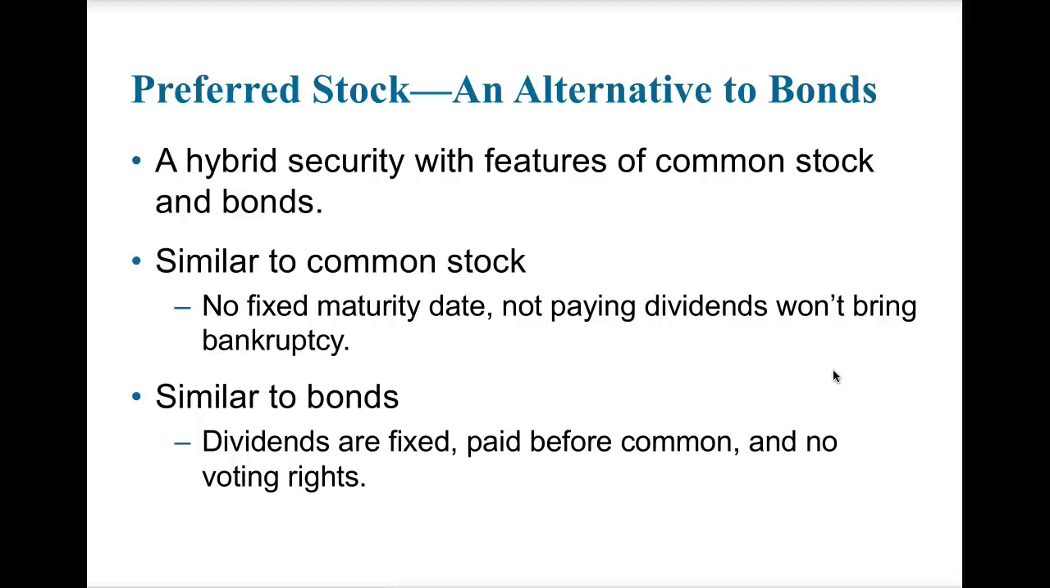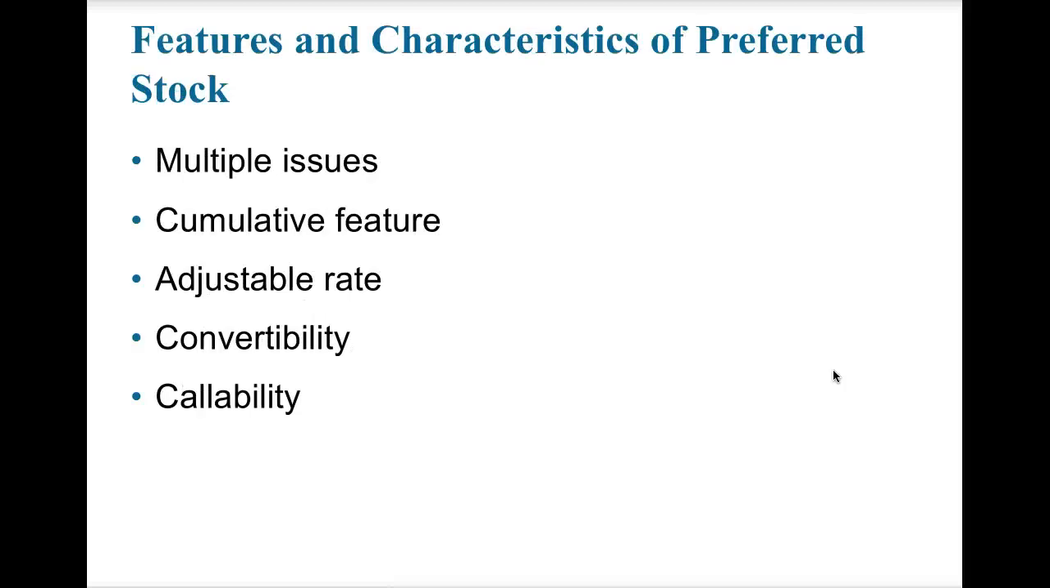That's why they're preferred, because they get paid their dividends first, and then if any money's left over, common stock can get paid a dividend. But preferred stocks generally have no voting rights. And the stock price of preferred stocks is generally much less volatile than common stock because they have this income component that helps stabilize the price of the preferred stock.